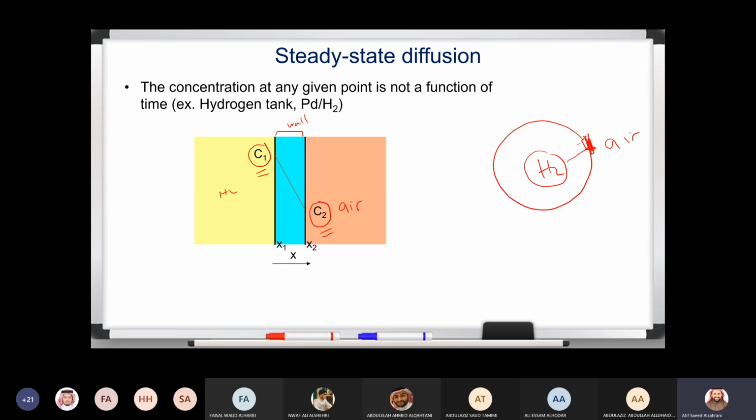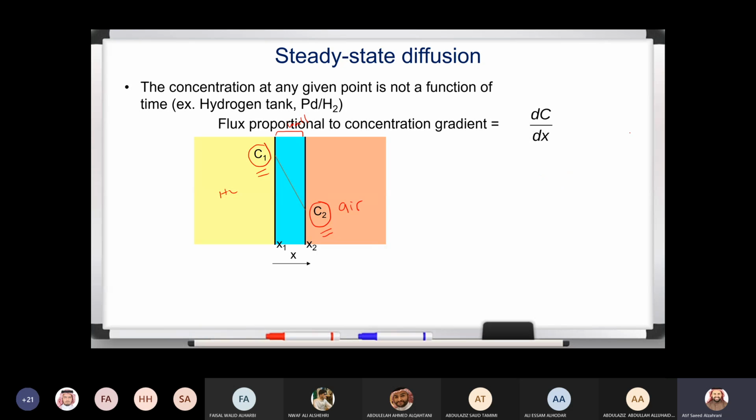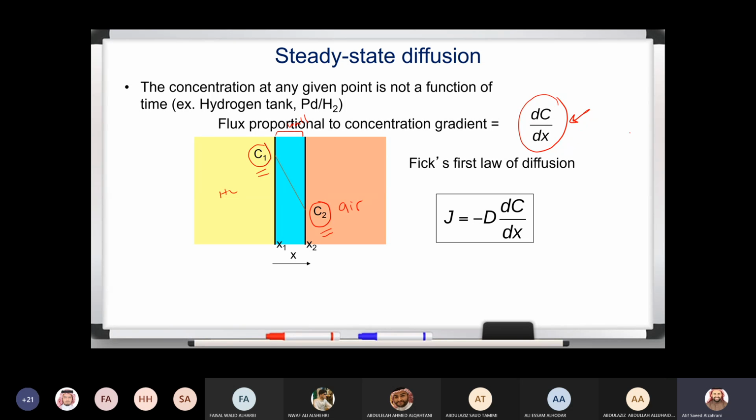The situation is different when the concentration changes with time. This is the non-steady state. But for the steady state, the concentration is not a function of time. So we can get something called the flux, which is the diffusion flux. And the flux is proportional to dC by dX. This is sometimes called the driving force, and we can formulate a very well-known equation.